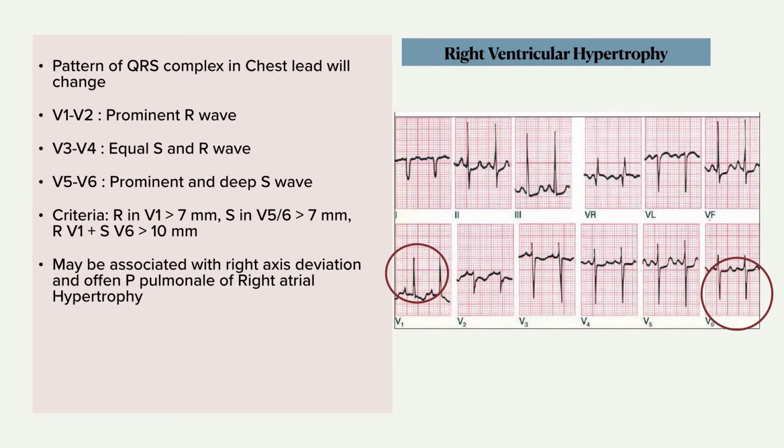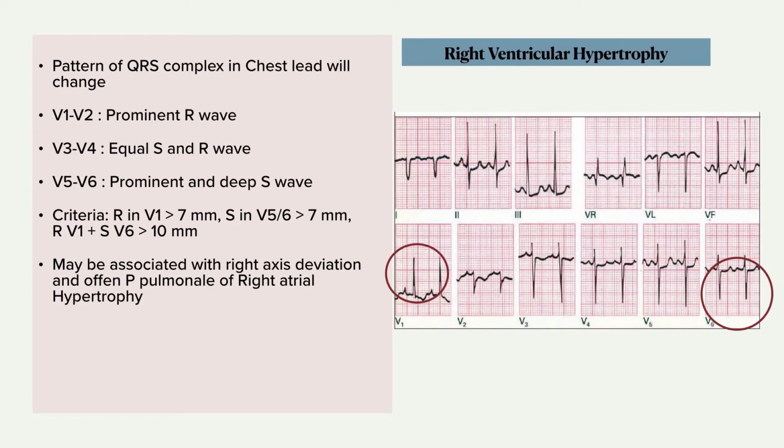Right ventricular hypertrophy. In right ventricular hypertrophy, the pattern of QRS complexes in chest leads will be changed. That is, in lead V1 we get a prominent R wave, in lead V2 also a prominent R wave, in lead V3 and V4 equal R and S waves, in lead V5 a prominent deep S wave, and in lead V6 also a prominent deep S wave. So when there is a prominent R wave in lead V1 and deep S wave in lead V6, right ventricular hypertrophy is suspected.